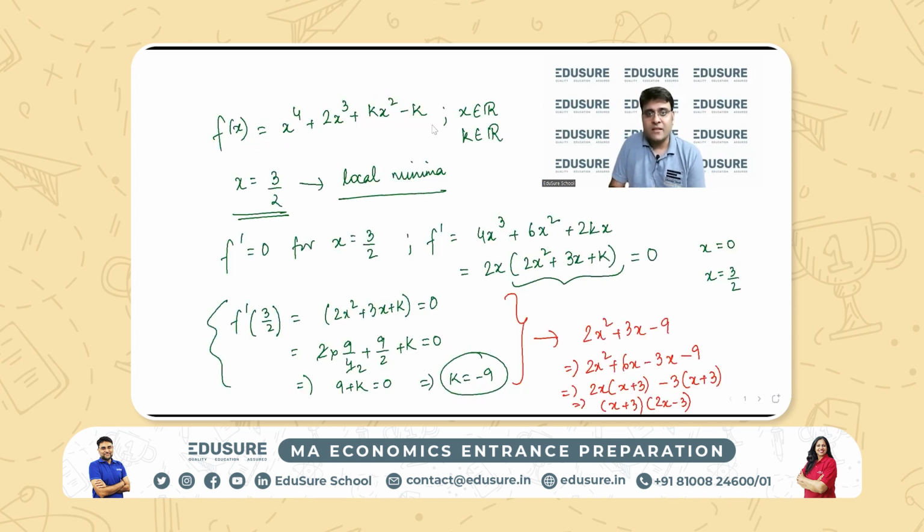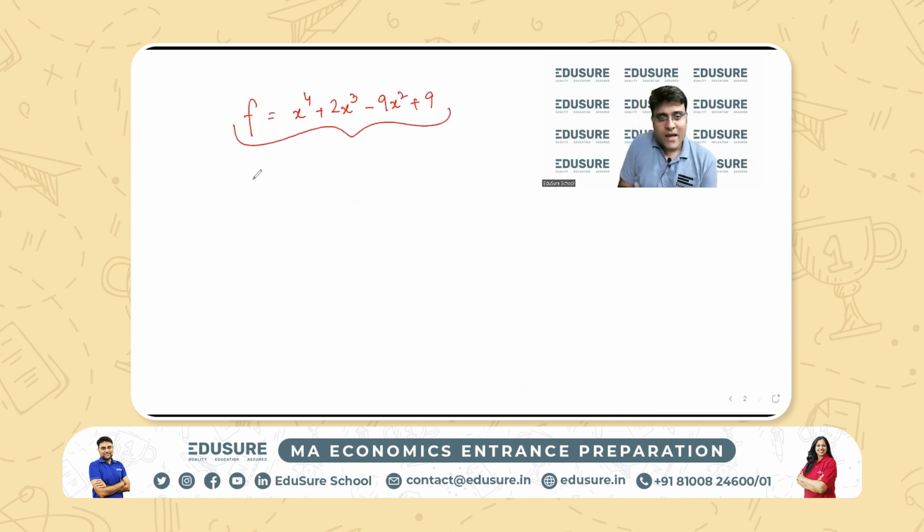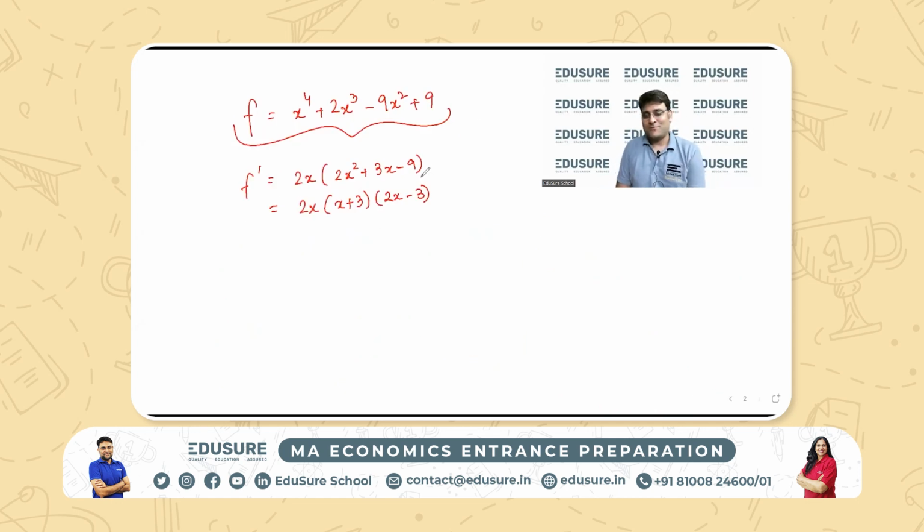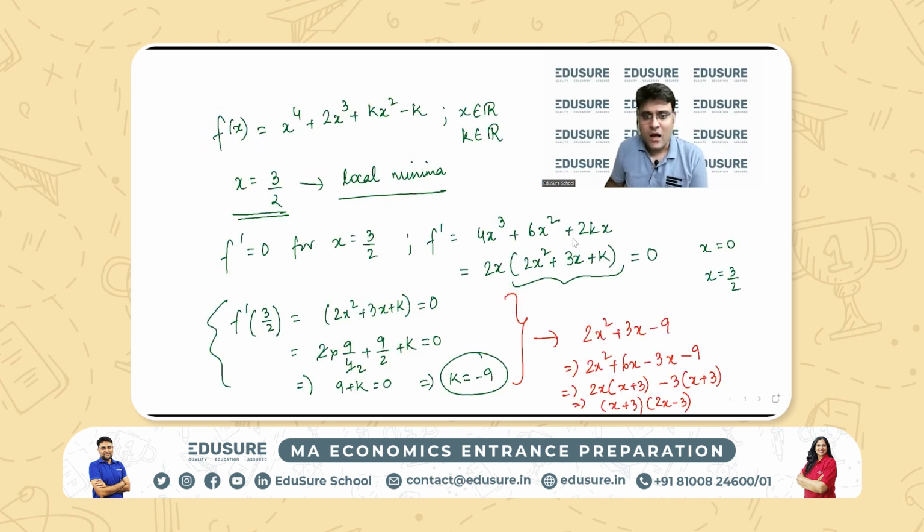Just put k is equal to minus 9 here. Okay? And my f dash therefore becomes 2x into 2x² plus 3x minus 9. Now this is basically 2x into x plus 3 into 2x minus 3. Correct? This is my f dash. F is this and my f dash is this. I'm simply putting in the value of k. How is k equal to minus 9? I have done it from here.